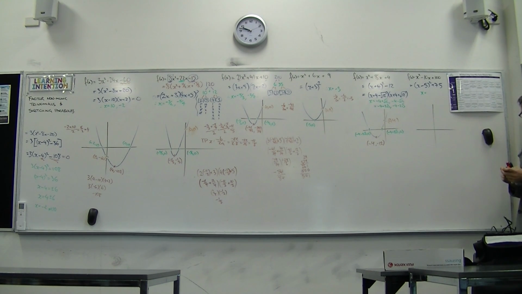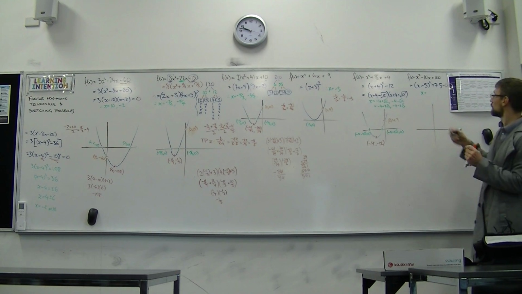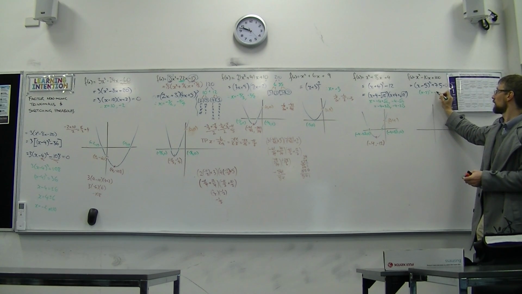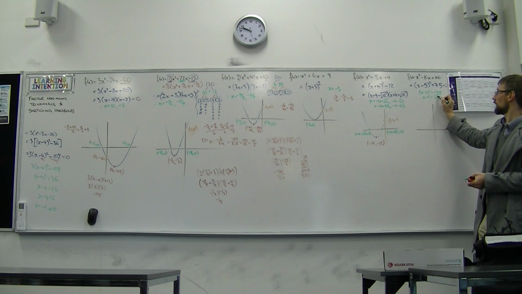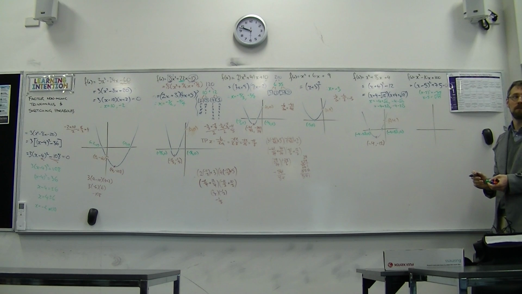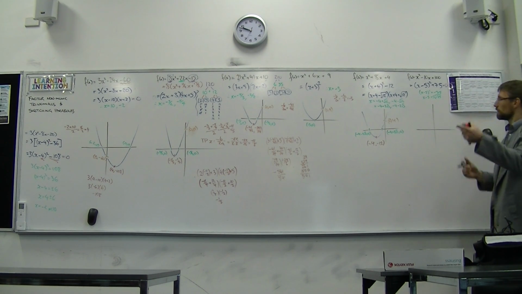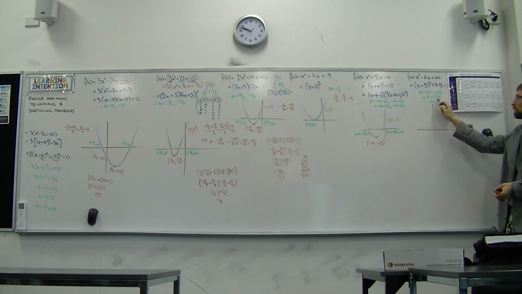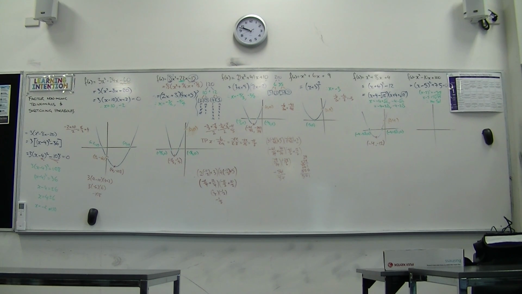How do you get x intercepts? Make this thing equal 0. If I make that equal 0, I've got x minus 5 squared equals negative 75. Then I get x minus 5 equals plus or minus the square root of negative 75. Therefore, no solutions. Square root of a negative, can't do that.